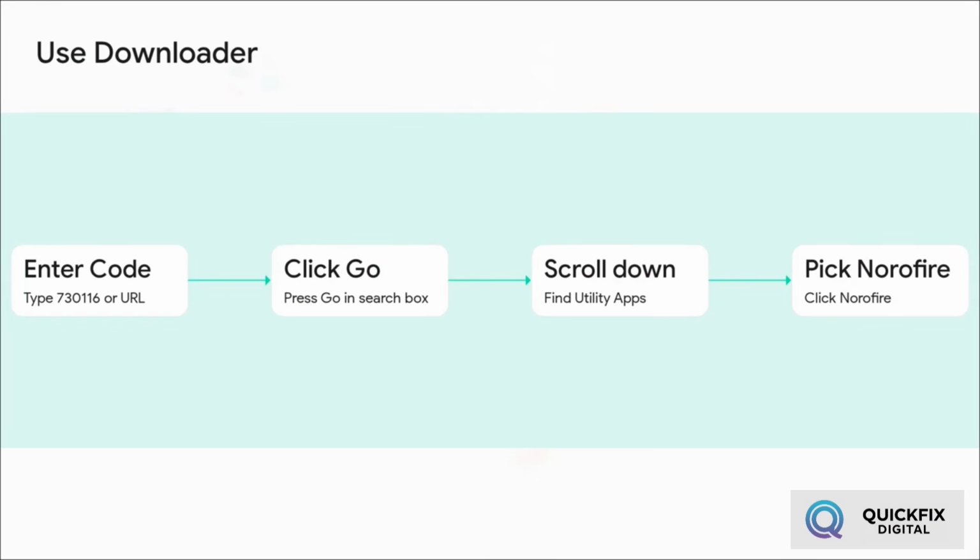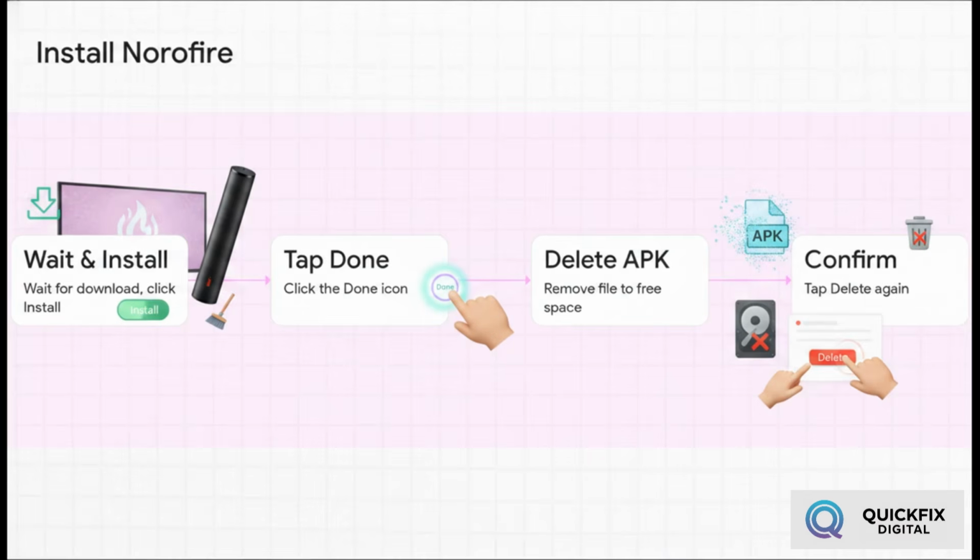With that code entered, just scroll down to the Utility Apps section and select Norofire. Once it finishes downloading, hit Install. And remember to delete the APK file afterwards to save space.